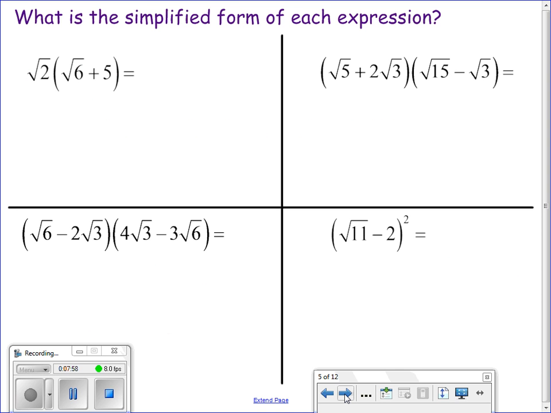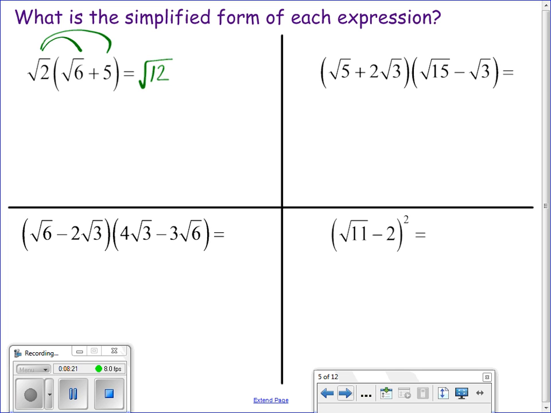All right, so what is the simplified form of each expression? So we have 4 problems, slightly different, some of them, so we're going to go real slow through these, okay? That first one, though, is like the one we just did. So we will distribute. So what's radical 2 times radical 6? Radical 12.